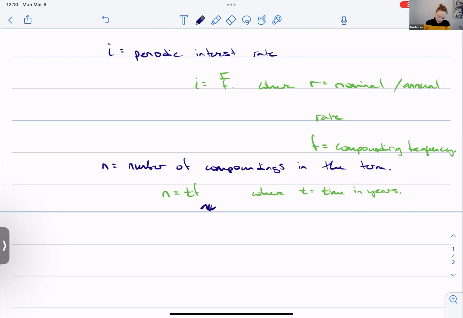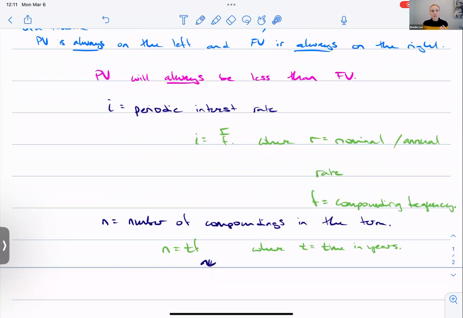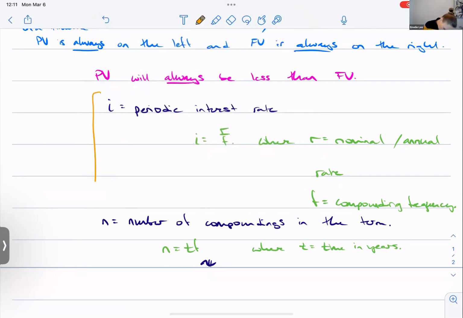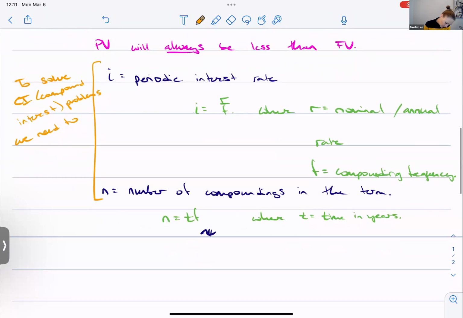But what we said was for compound interest problems, we have this additional step that we need to calculate I and calculate N, right? And so this means to solve compound interest, which I'm going to abbreviate CI, problems, we need to first find I and N. So it's that additional step before we can go ahead and actually solve the problem.